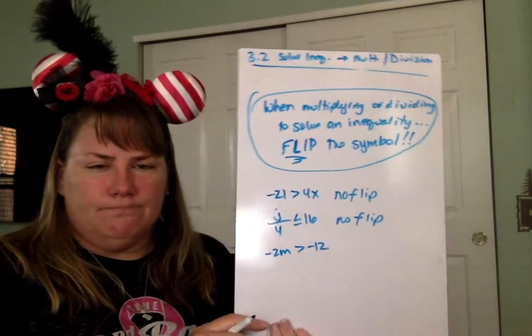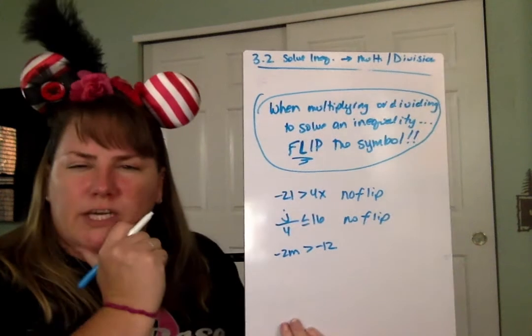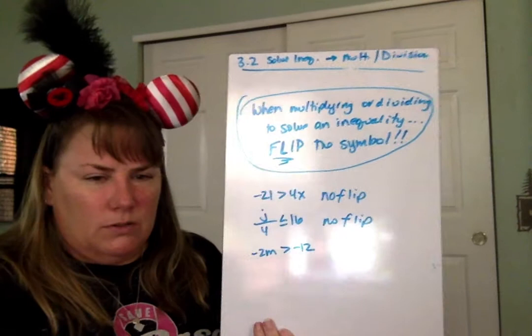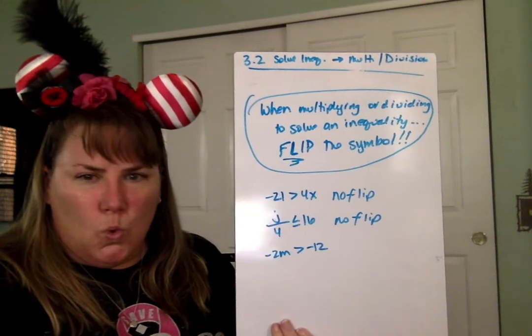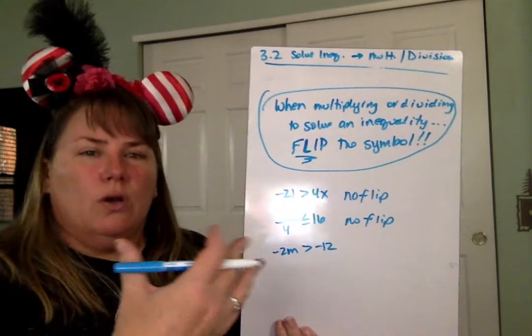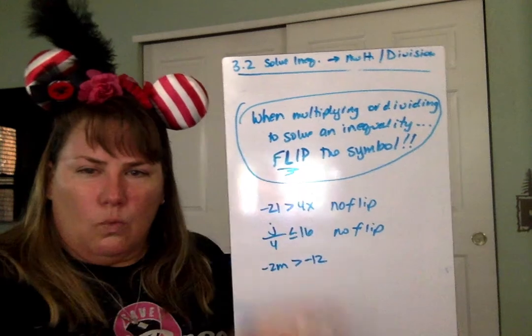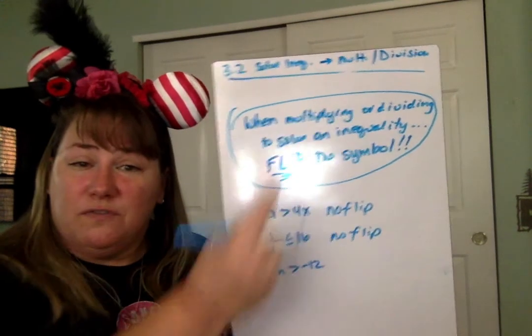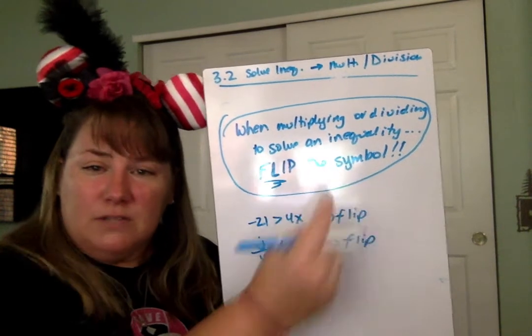Flip or no flip? Because you have 2 negatives here. So which one do you focus on? Do you focus on this one or do you focus on that one? Ooh. So ask, what are you doing to solve? You would divide by a negative here. So if you divide it by a negative, you're going to flip it.